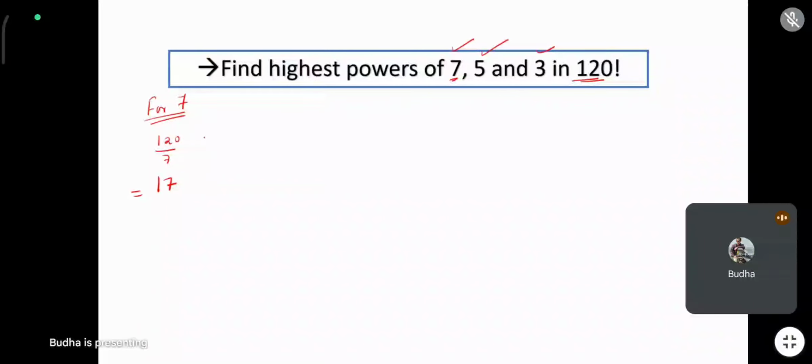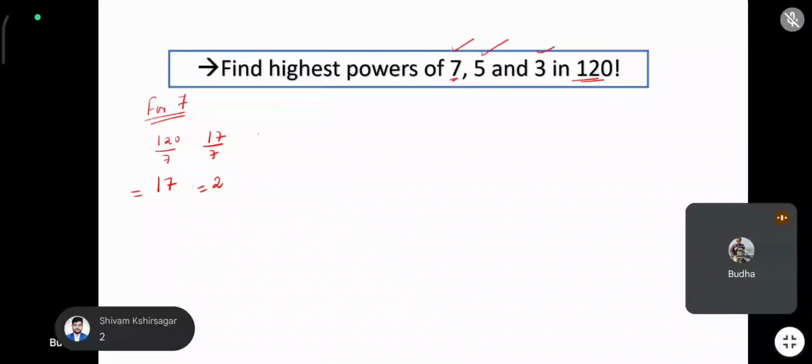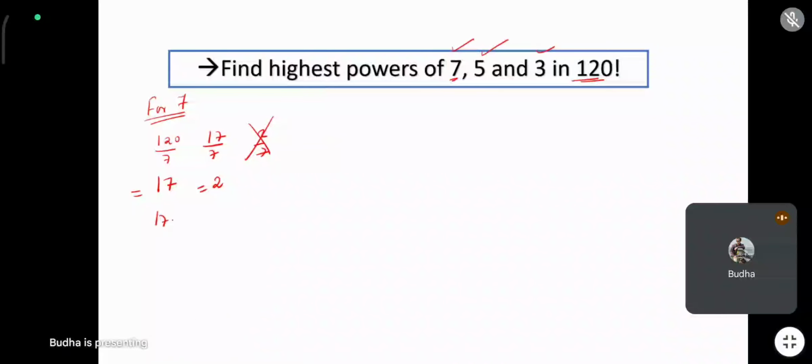तो अब 17 को डिवाइड करो. 17 by 7. How many times? 2 times only. 7 to the 14. Now this 2 I cannot divide by 7. खत्म. यहाँ तक ही. So the answer is 17 plus 2, 19. So try for 5 in the same way.